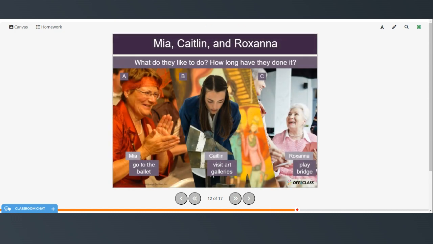All right, so we've got Mia, Caitlin, and Roxana. So what do they like to do, and how long have they done it? So Mia likes to go to the ballet, Caitlin likes to visit art galleries, Roxana likes to play bridge.